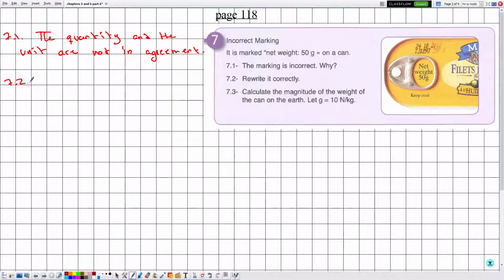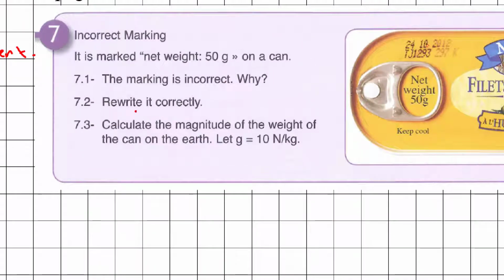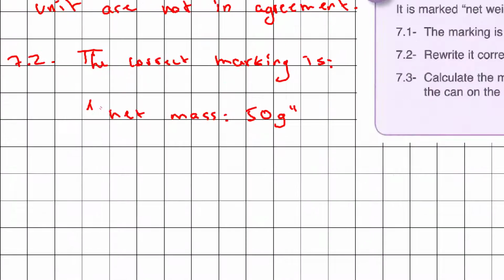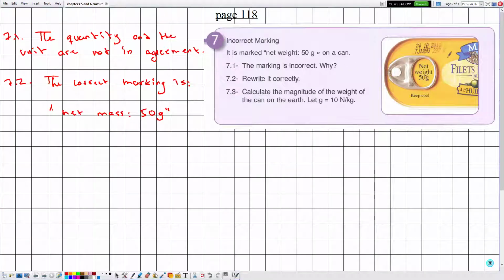Now in 7.2 they are telling us to rewrite it correctly. So in this case the correct marking is net mass, and here by the net it means the total mass. They are talking about the mass of the can and its content.